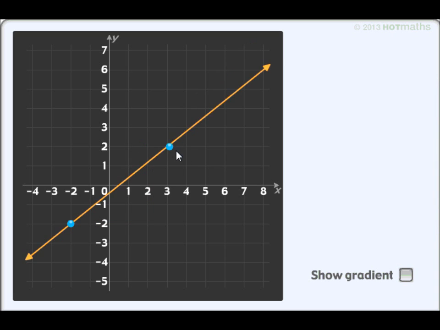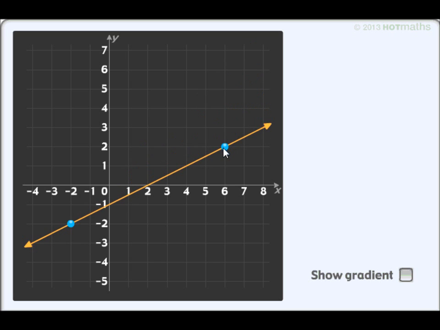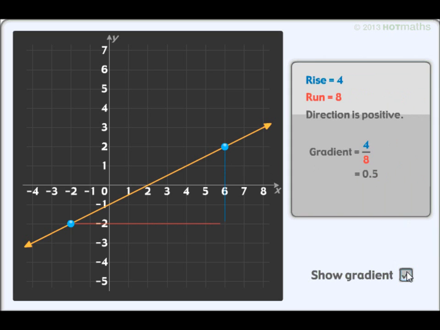So now I'm going to try another example. Let me just move this to another point. Once again, starting at one point, counting across, that would be 8 steps across. Counting up, that should be 4 steps up. Let's just check that. So my rise is 4, my run is 8, so my gradient is 4 over 8. And once again, going up in the positive direction, it's positive 4 over 8. I would simplify that to positive 1/2, but you can have it as a decimal.